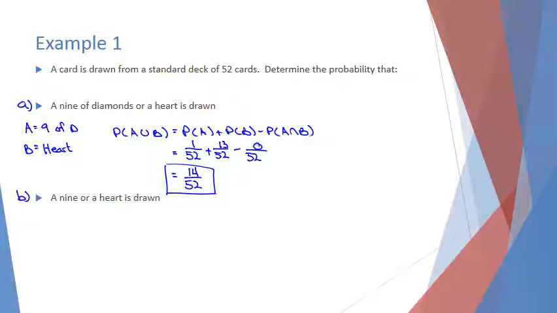Now let's look at a 9 or a heart is drawn. Again, let's be proper here. I'm just saying event A will be a 9, and event B will be a heart.